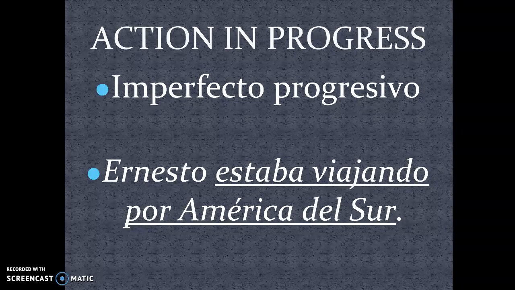The example you have here is Ernesto estaba viajando por América del Sur. Ernesto was traveling through South America. You need to pause the video and write down el ejemplo for this section on página 2. When you're done, continue on.